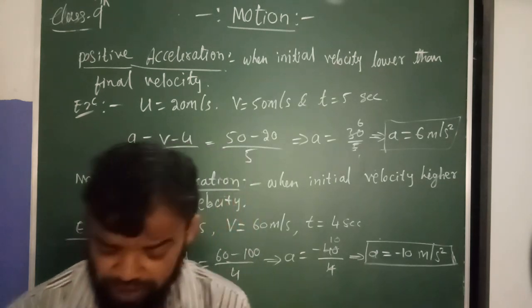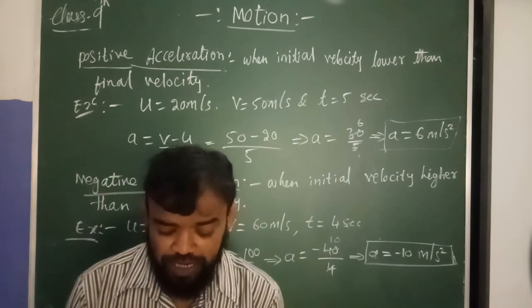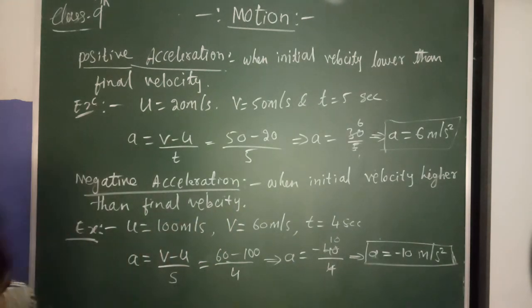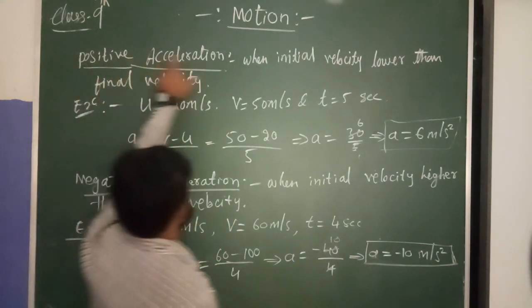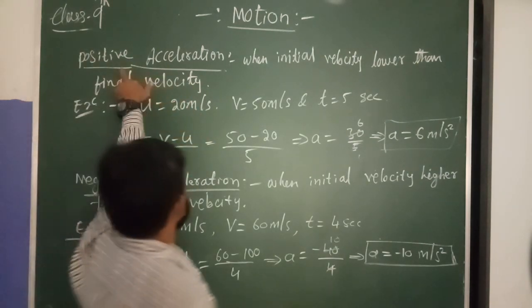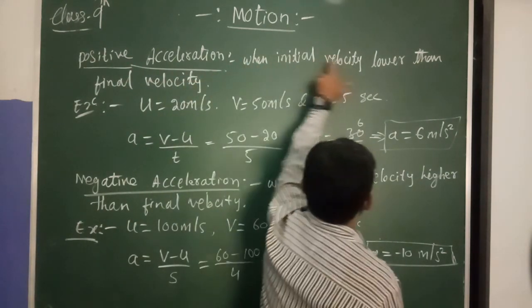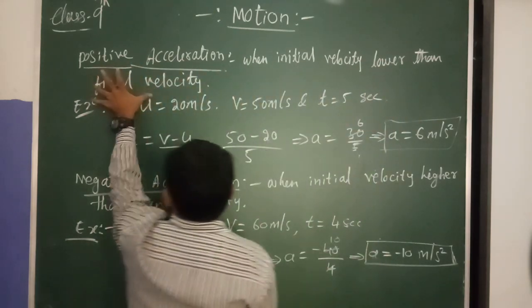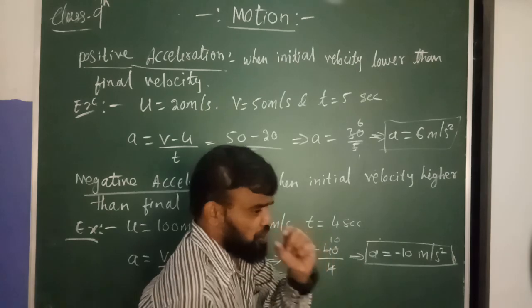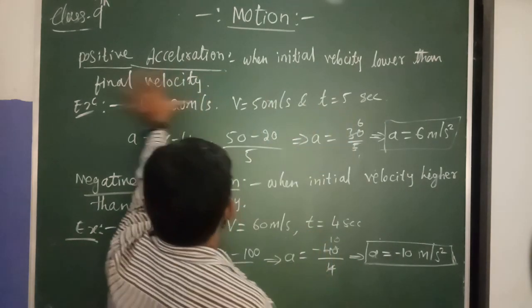acceleration. Right? In that, I told you acceleration may be positive or negative, but here I am going to explain the positive and negative. This is for positive acceleration, first one. So here listen. What is positive acceleration? Listen. When initial velocity is lower than final velocity. What is it saying? Initial velocity, the starting velocity, is lower than final velocity.